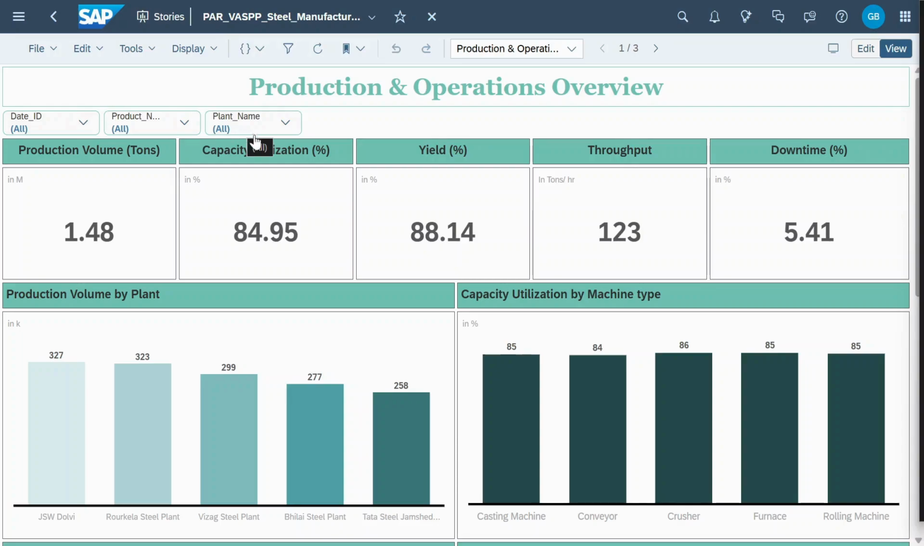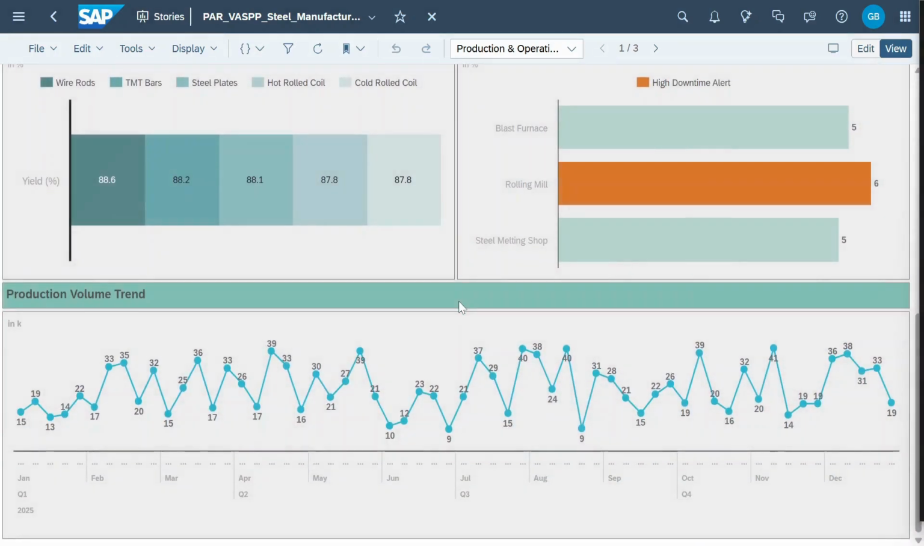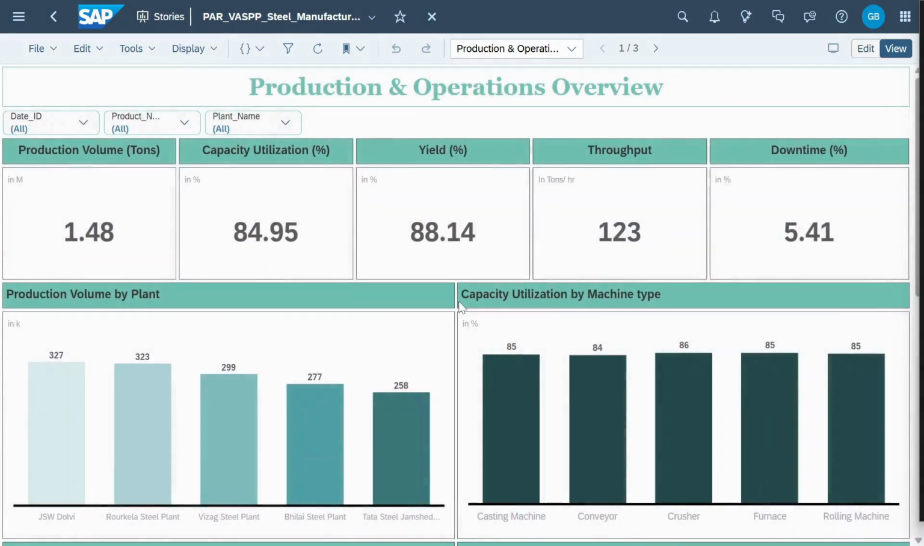With this page, organizations gain better visibility into production performance and operational bottlenecks. It enables proactive monitoring by identifying high downtime stages and underutilized machines early. It improves operational visibility across plants, products, and process stages using real-time insights. And it supports continuous production optimization by helping teams balance volume, yield, and equipment efficiency.